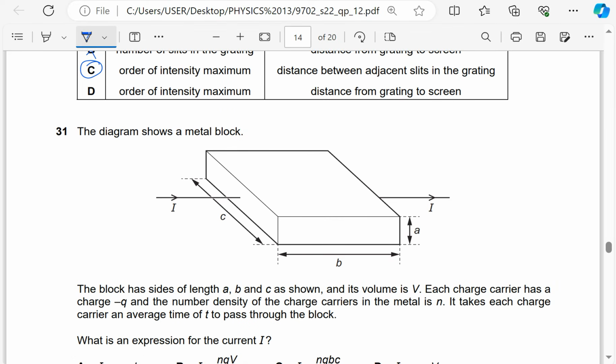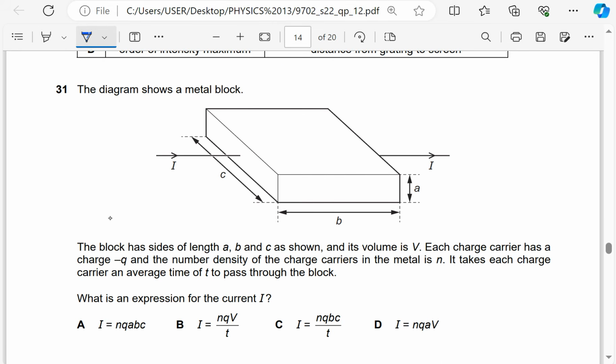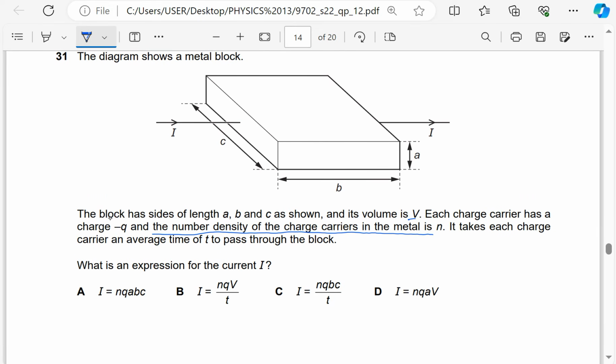The diagram shows a metal block. The block has sides of length a, b, and c as shown, and its volume is V. Each charge carrier has a charge minus e, and the number density of the charge carriers in the metal is n. That is number of free charge carriers per unit volume. It takes each charge carrier an average time of t to pass through the block. What is an expression for the current I?